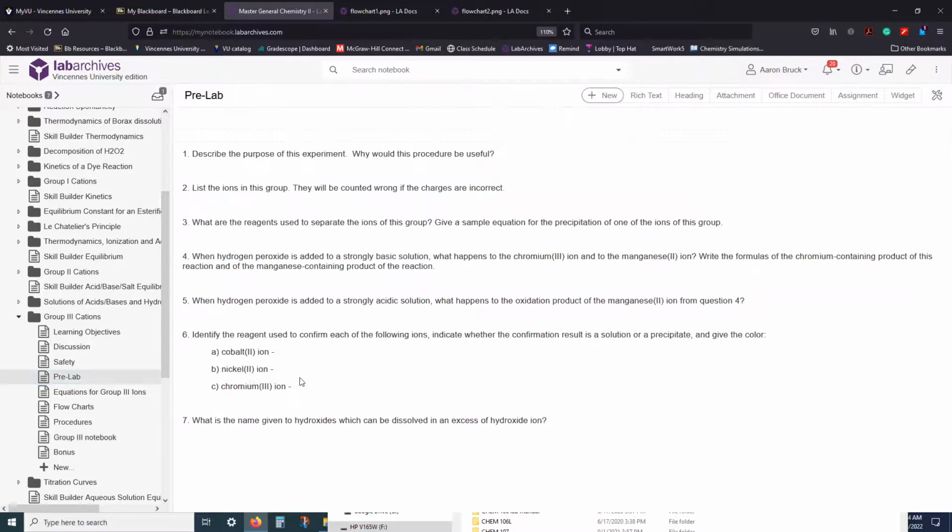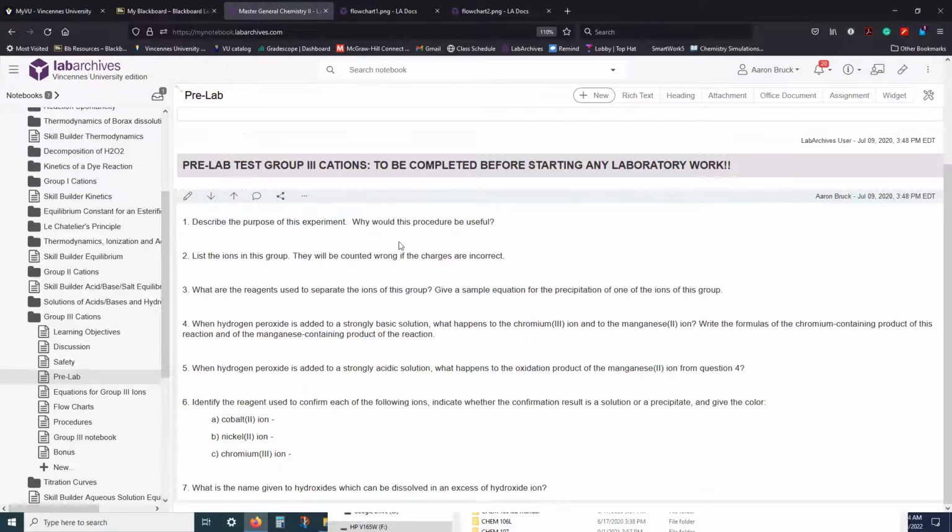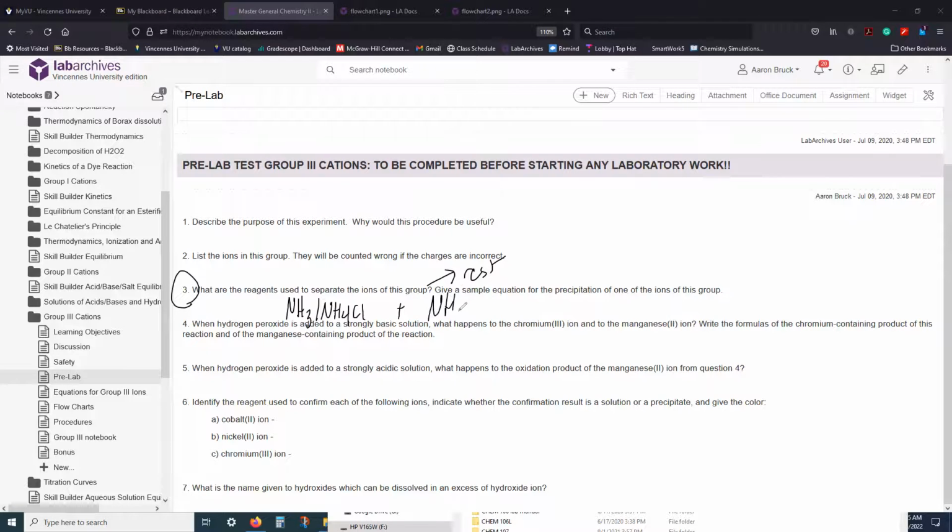So as far as the pre-lab goes, same kinds of standard questions that we have seen in the other qualitative analyses. What is the purpose? What are the ions? What do we use to separate the ions of this group? What we want to make sure that we're aware of here is that this is how we separate it from the rest. So we're talking really here about ammonia buffer and ammonium sulfide as being the things that precipitate out these ions and leave behind the group 4s.